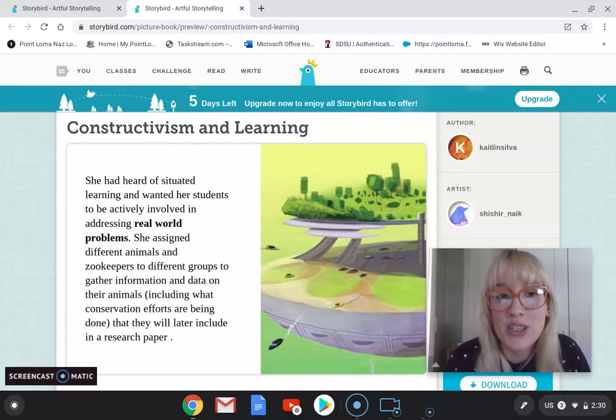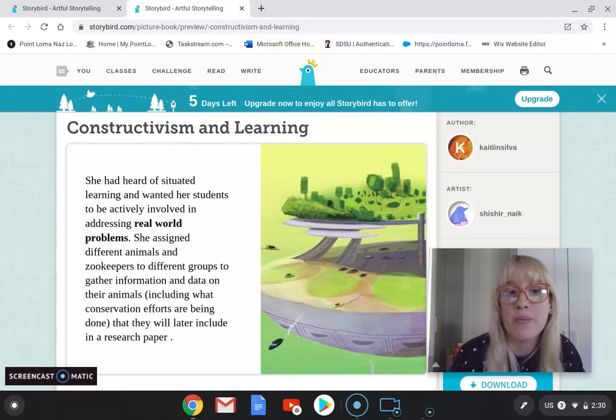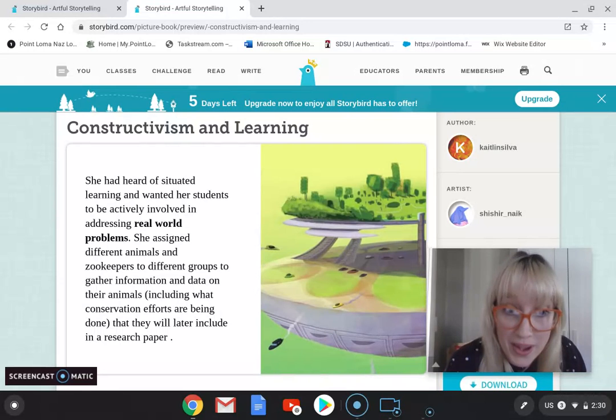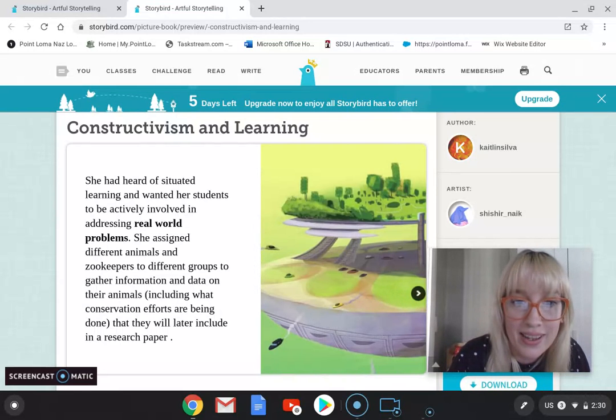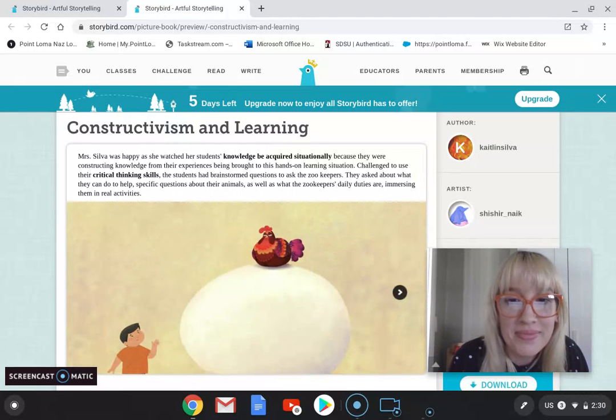She had heard of this situated learning and wanted her students to be actively involved in addressing real-world problems. So she assigned different endangered animals and zookeepers that take care of the animals to different groups. And these groups have to gather information and data on their animals, including what conservation efforts are being done. And they'll later have to write a research paper on it.